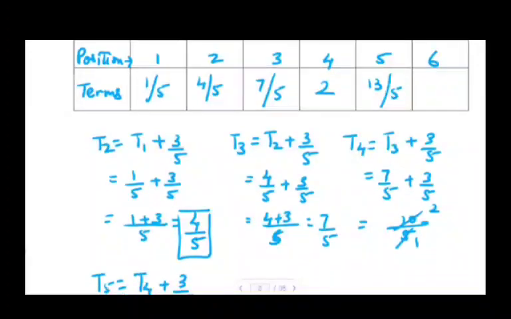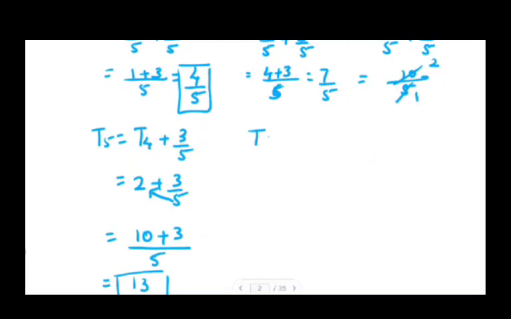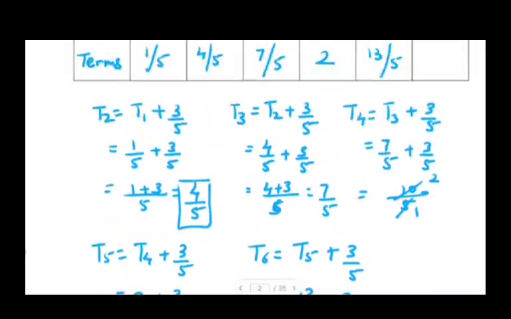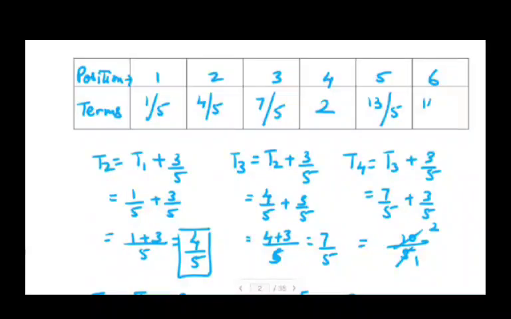13 upon 5. Alright, what is my T6? T5 plus 3 upon 5. T5 is 13 upon 5, correct? Plus 3 upon 5. 5 as the common denominator. 13 plus 3 is equal to 16 upon 5. And that's your answer. Children, remember, instead of 3 terms, we are going to solve 6 terms so that you get a hang of these kind of sums by the end of this lecture.